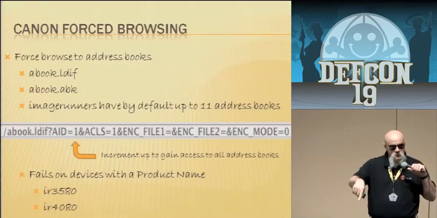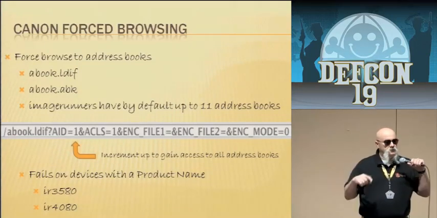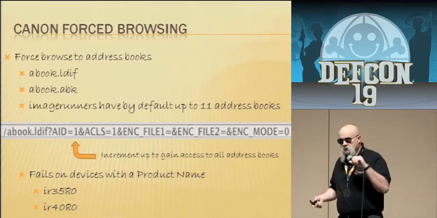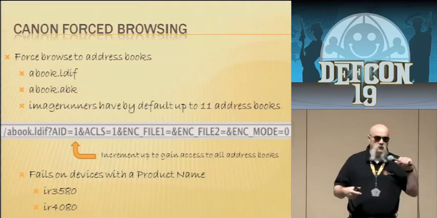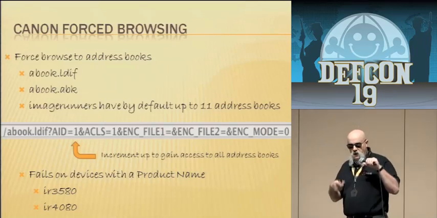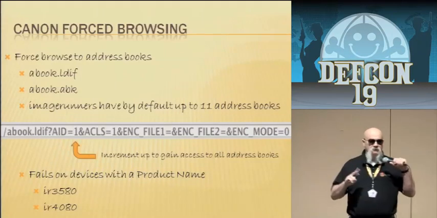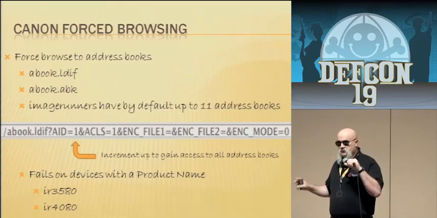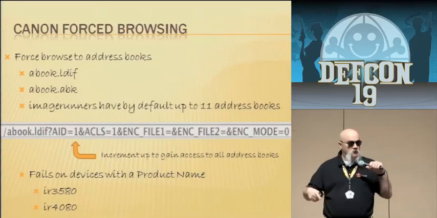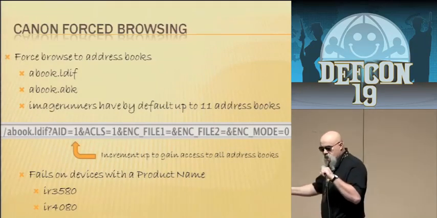Also, a quick note. Early this year, I had mentioned that I thought this was patched in a lot of devices because I was getting failures on a number of occasions. Well, I started analyzing a number of imageRUNNER devices, and I noticed that these two models here, product name IR3580 and IR4080, are the only two that I can find that this fails on. It works on all the others that have this address book functionality. Not that there may not be a way to get around it on these devices, but this method fails on them. But it doesn't fail on all the other ones. So let's look at this data.